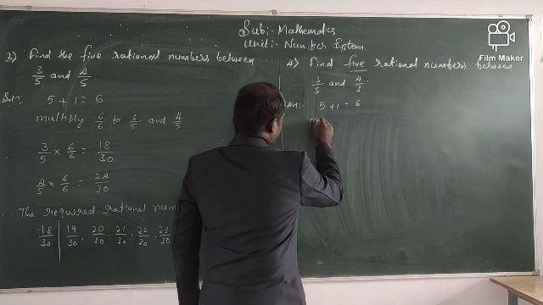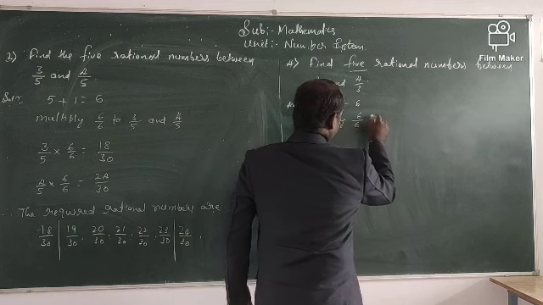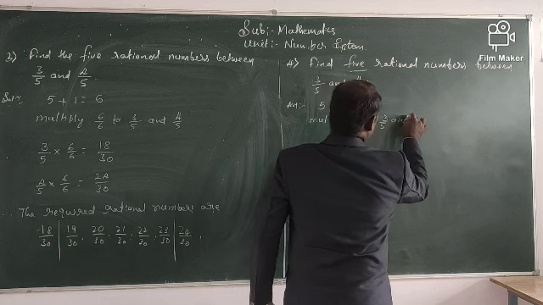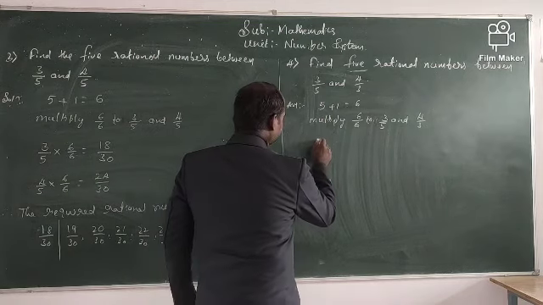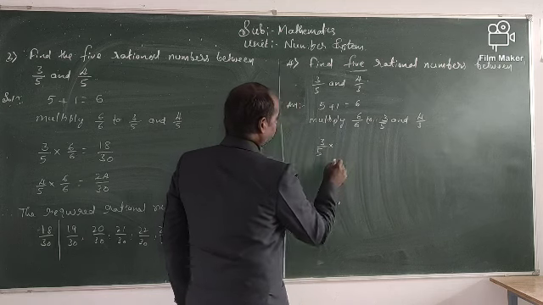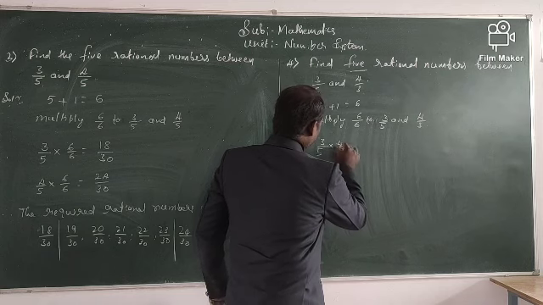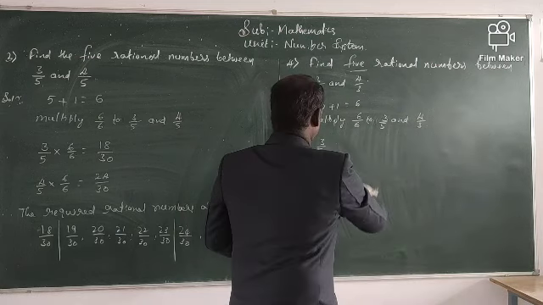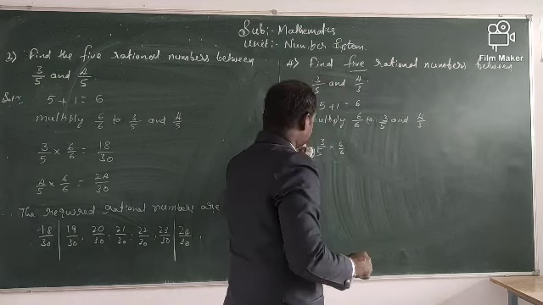Yes, see children. First multiply 6 by 6 to 3 by 5 and 4 by 3. Understand? Now 3 by 5 into 6 by 6. Okay.